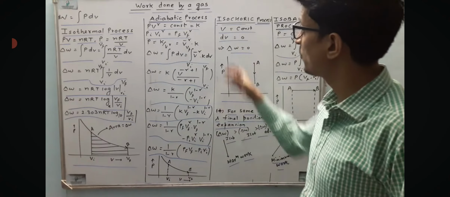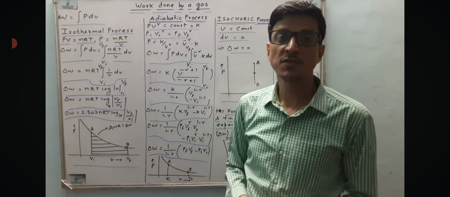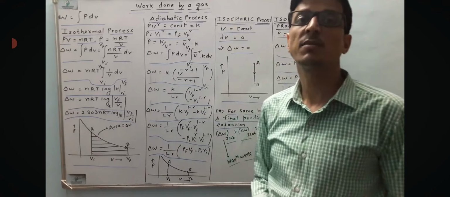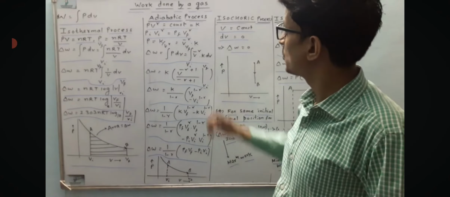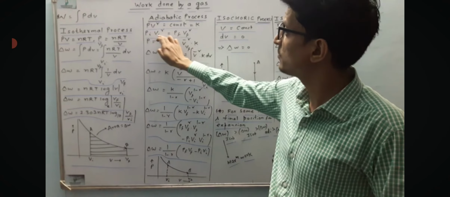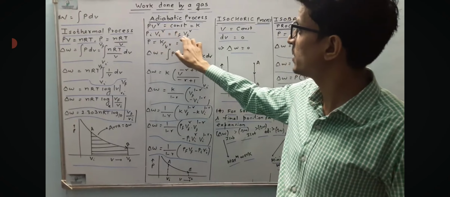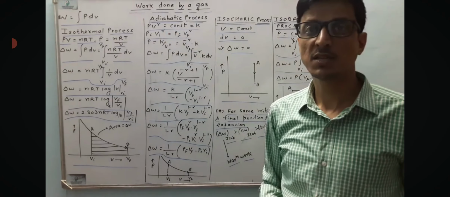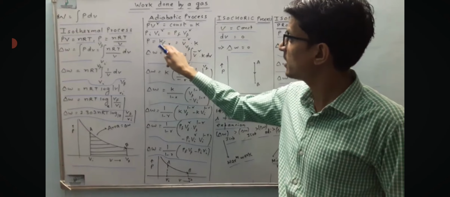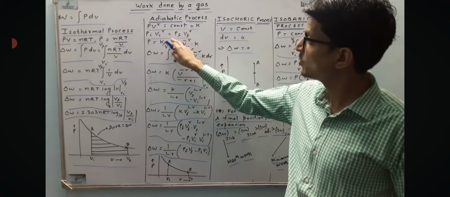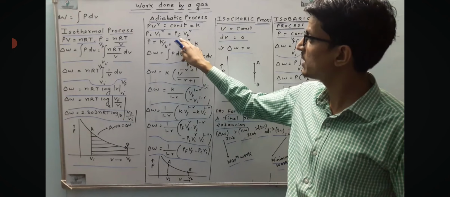Now for adiabatic process, we know that the equation for adiabatic process is PV to the power gamma is equal to constant, where gamma is the adiabatic constant. So we can say that P initial V initial to the power gamma is equal to P final V final to the power gamma. From here we can say that the value of P will be K upon V to the power gamma. So if you bring it up, it becomes V to the power minus gamma into K.